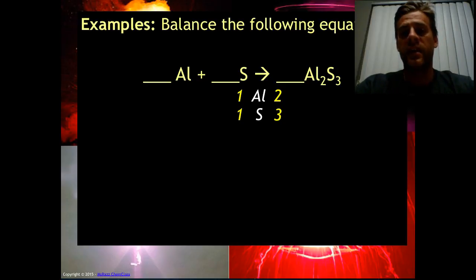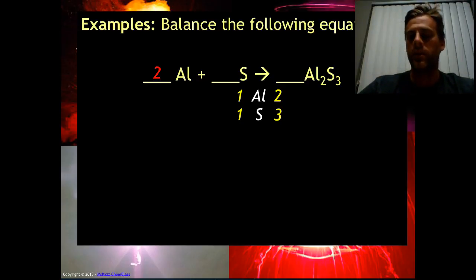So on the left side, where I'm short, I'm simply going to put a 2 in that spot. And that is a coefficient. It's a big whole number that comes before our species. And the species here is aluminum. So now on my sheet, what I'm going to do is I'm going to change that. And I can see that it's balanced.